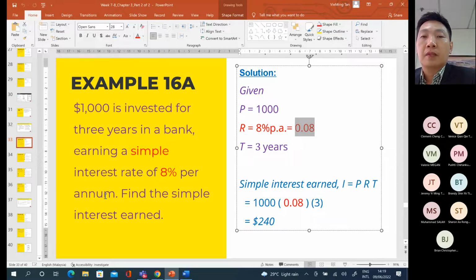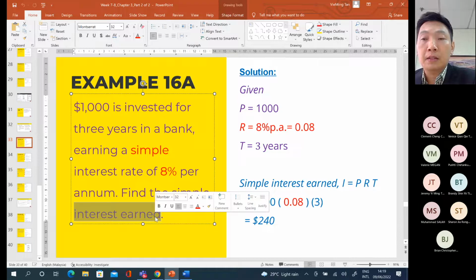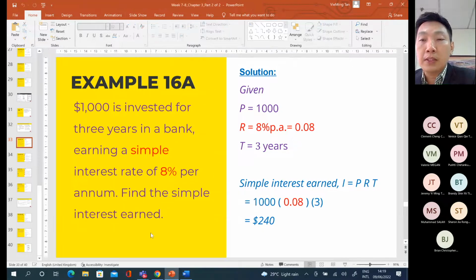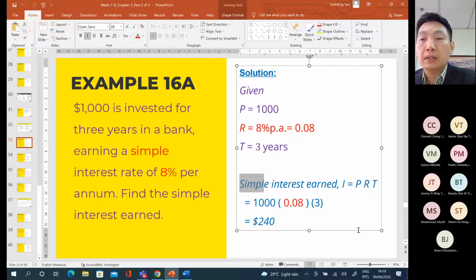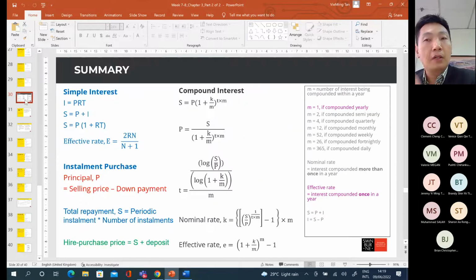Next sentence: find the simple interest earned. What is the meaning? That means you are asked to calculate the I value, and the unit for this I value is dollars. The keyword is simple. So far, we have already learned many formulas, right? Which formula should we use in order to find the I value, which is the interest earned? Let us go back to the summary of the formula list that we have learned from this chapter.